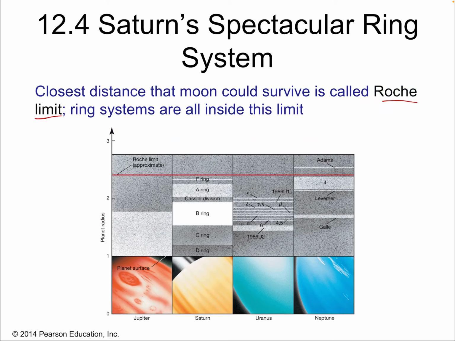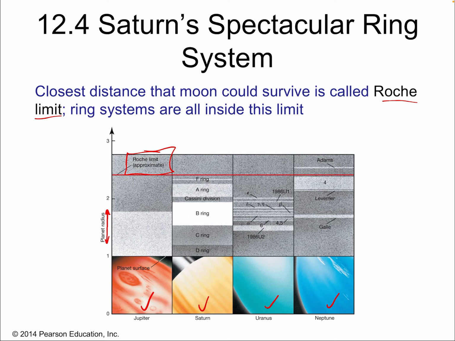There it is. Okay, ring systems are all inside this limit. So we compare all the gas planets, because yes, it's worth repeating, Jupiter, Saturn, Uranus, and Neptune all have rings, and they're all inside of that approximate Roche limit for the respective planet. Okay? And these values aren't the same for each planet because it depends on the size of the planet, but they're all dependent on the radius of the planet.